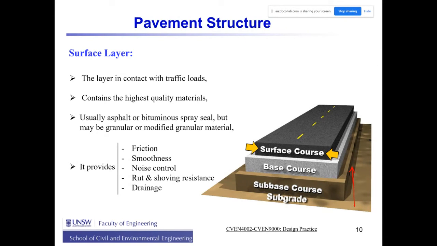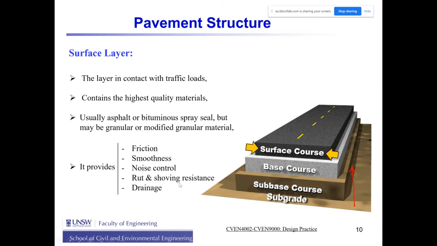And these are the main aims of the design of the surface. It provides friction for us, smoothness, noise control. It also resists rutting and shoving. These are two of the most important modes of failure of the pavement structure. And also, it should provide us a good drainage condition.